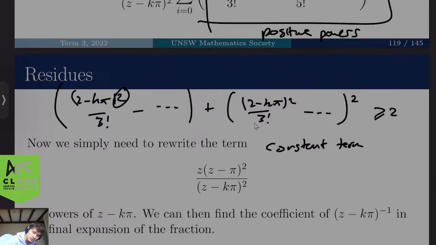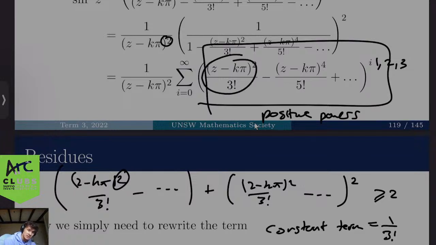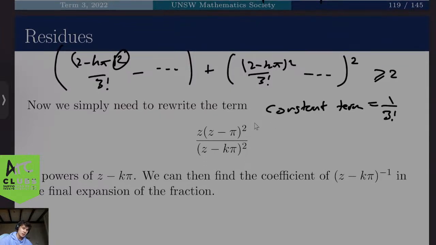And in fact the constant term will be 1 on 3 factorial. And the reason why is because, again, the smallest power will be this thing itself here. That's the smallest power in this entire series. And then we have this divided out the front. So if we think about dividing this and this, we'll get our constant term, and it will just be that coefficient, 1 on 3 factorial. Okay? So that's our constant term. The reason why I'm looking at the constant term is because, well, how do we get a power -1 involved?